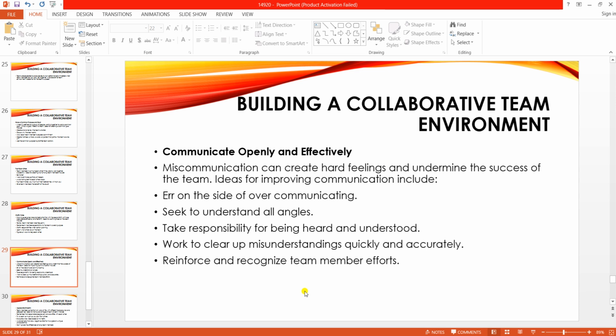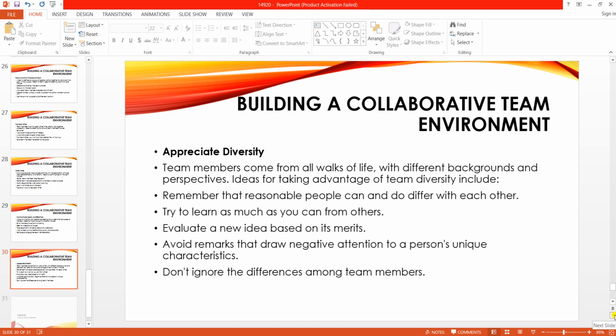Sometimes overemphasizing can cause miscommunication. You need to be clear in terms of how you communicate with your team and set out what needs to be done by each team member, and that also will help you to accomplish your goals as a team.